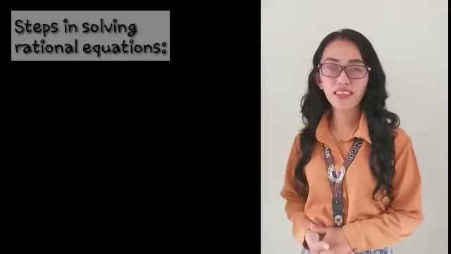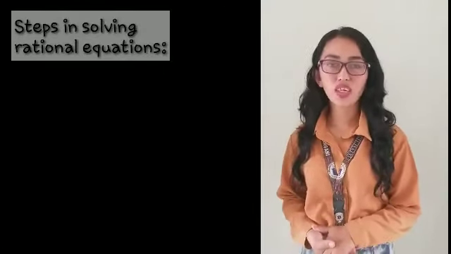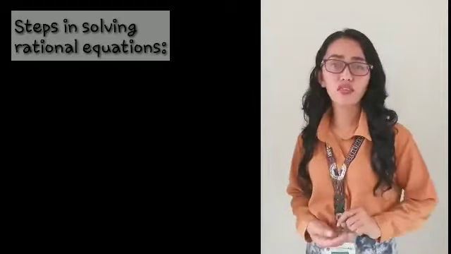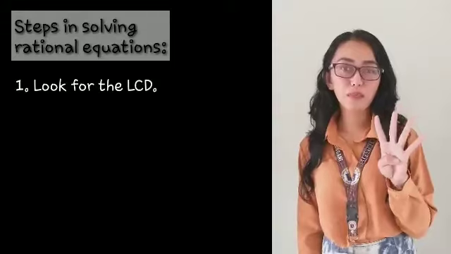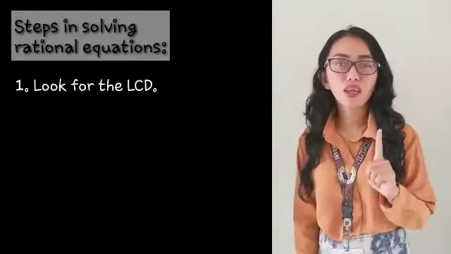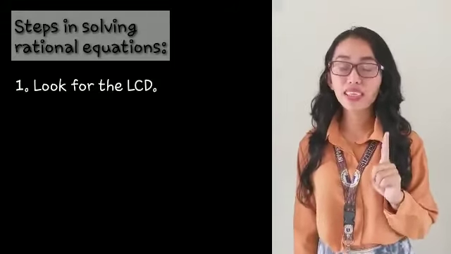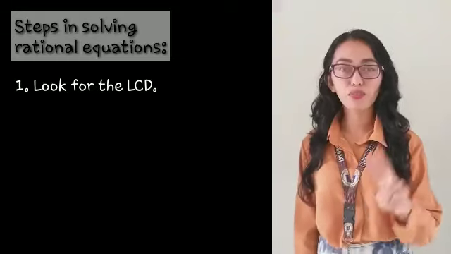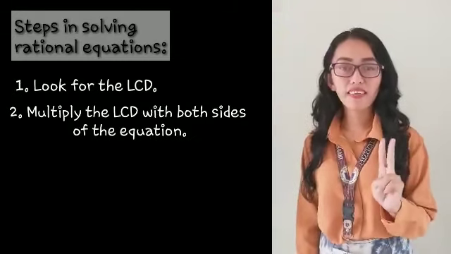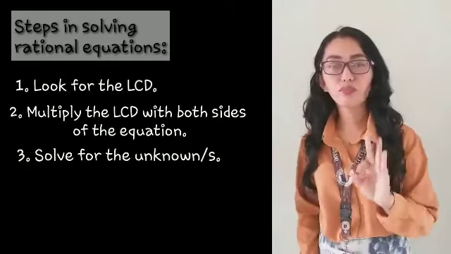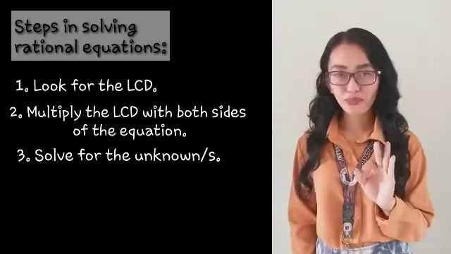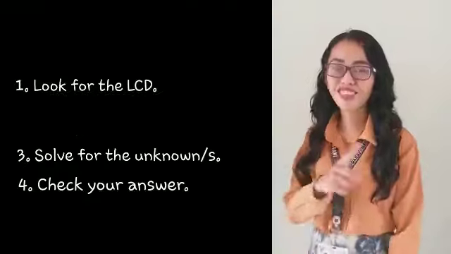Let us begin with how to solve rational equations. When you are trying to solve rational equations, I want you to remember 4 simple steps. First, look for the LCD or the least common denominator. Second, multiply this LCD with both sides of the equation. Third, solve for the unknown. And finally, check your answer.